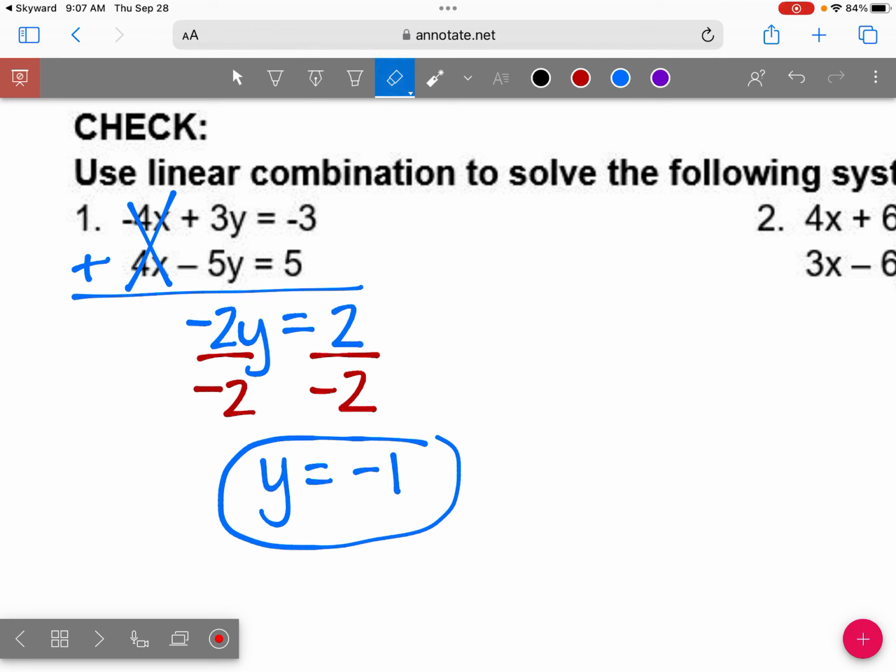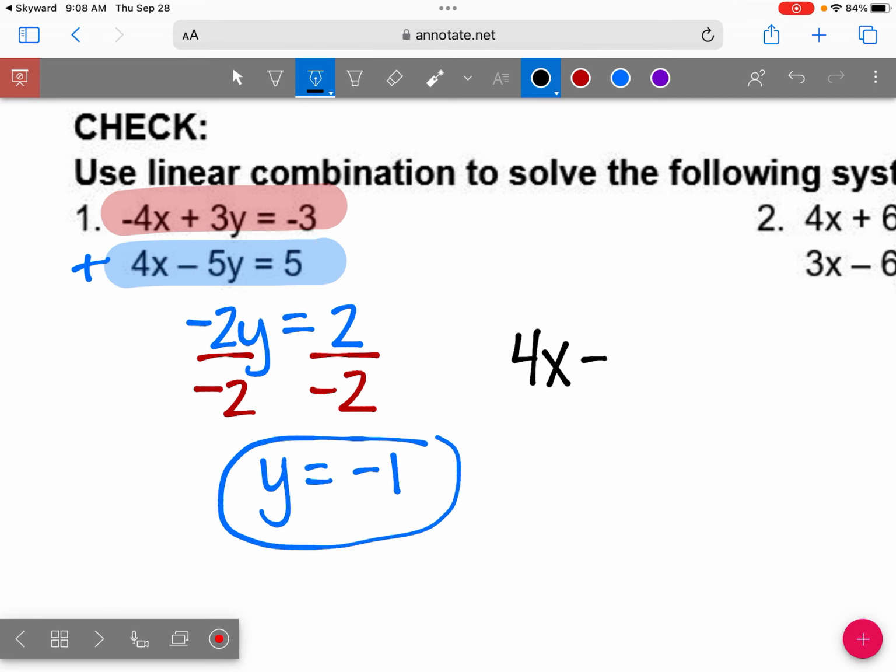And we have 2 different equations that we can use to find x. I can use the top one that I have highlighted in pink, or the bottom one that I have highlighted in blue. Which one do you want to use, the pink one or the blue one? Raise your hand if you want to use the pink one. Who says blue? All right, so if we use the blue equation, that would be 4x minus 5y equals 5. But we know that y is -1. So we're going to put a -1 right there.